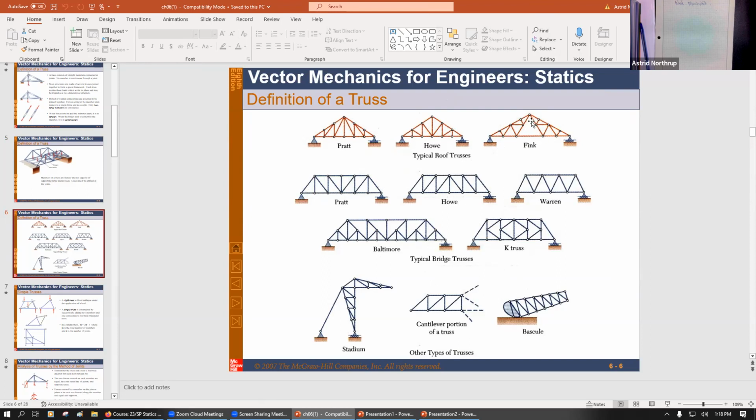You can see that the Fink truss starts with a large triangle in the middle, and then three-sided triangles are added to it to build up structural strength. Every one of these is bearing a load, and it's comprised of members, which are the structural members, whatever those are, and the joints, which are where they come together.